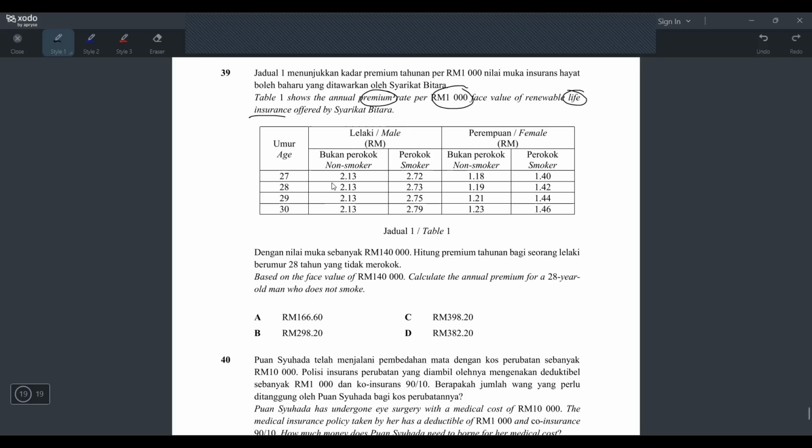Because usually they like to ask motor insurance. Motor insurance I see a lot, and then fire insurance also quite often. Medical also a bit. Life insurance, my first time. This one really is the first such question I have come across in all the trial state papers I have done.